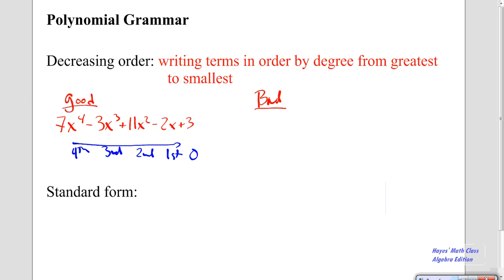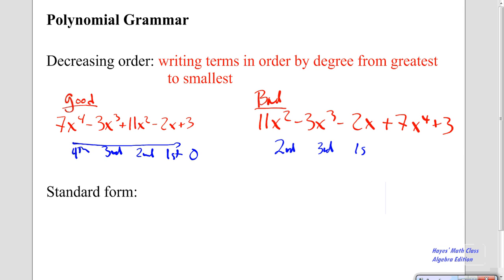Same numbers, but let's say I wrote down 11x squared minus 3x to the third minus 2x plus 7x to the fourth plus 3. Notice, here's my second degree, then I go to my third, and then I go to the first, and then I go to the... No. You don't do that. No. Civilized people do not talk like that. Let alone people who know how to talk about math.